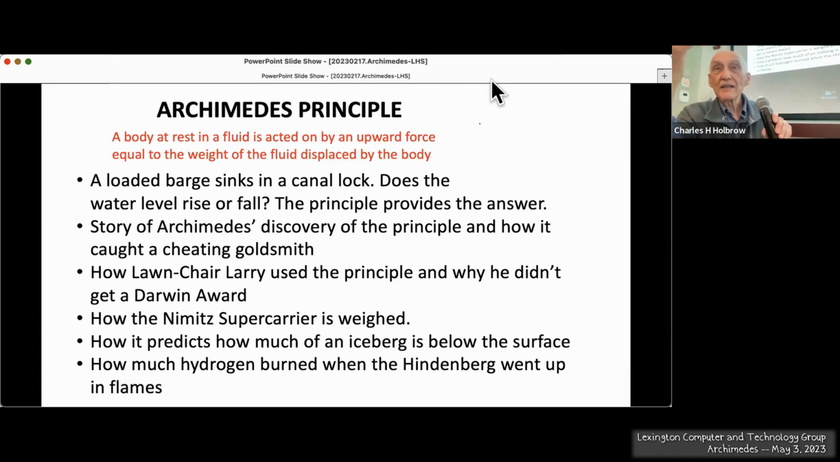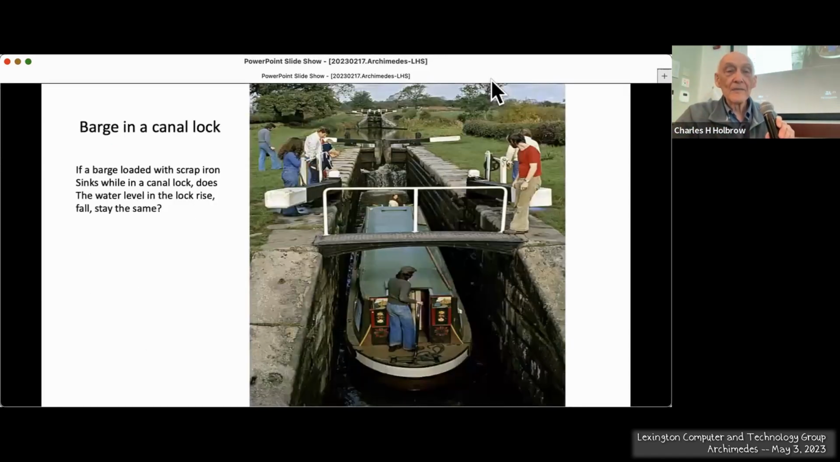So just as a kind of Gedanken experiment, a thought experiment, let's imagine that we have 1 cubic meter of iron in the barge. On the barge, it's floating just fine. I'm going to neglect the weight of the barge, but the barge is floating there with this block of iron in it. How much water has to be displaced in order to float 8 tons of iron in the barge?